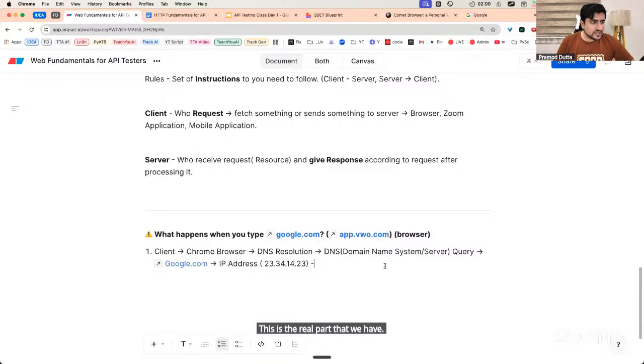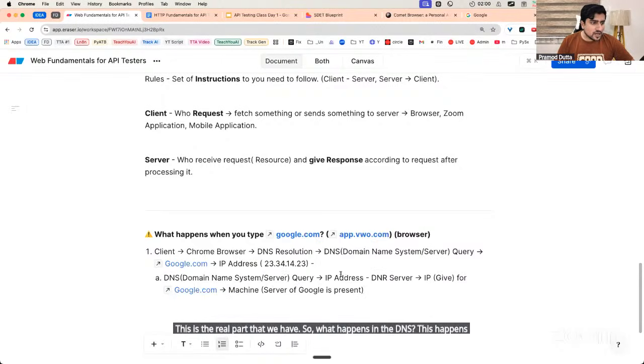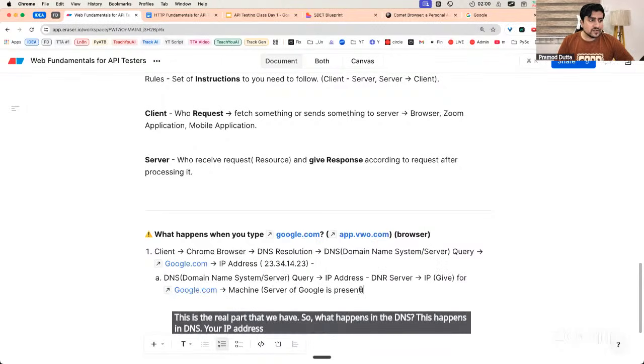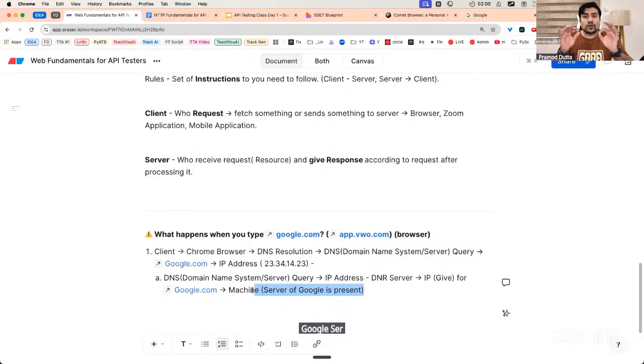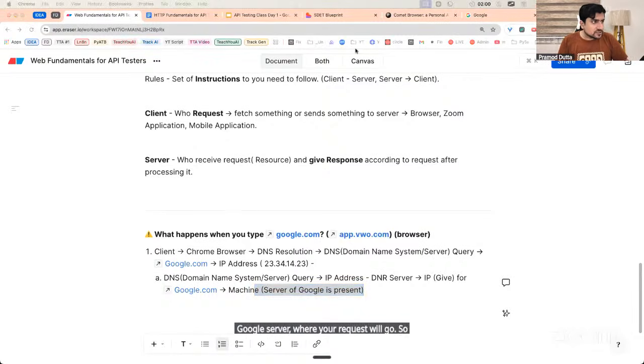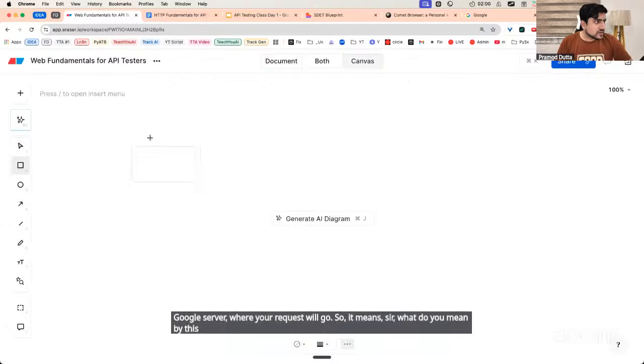So what happens in DNS? Your IP address will be given, and after that, that IP address belongs to a Google server where your request will go. So, sir, what do you mean by this? It means this is what happens, everyone.